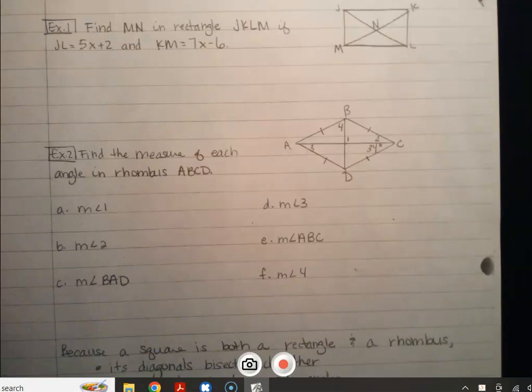Okay, so what do we know about, so they gave us JL and they gave us KM. So they gave us the measures of the diagonals, and we know that it's a rectangle. So what did we learn on the front side about the diagonals of a rectangle?